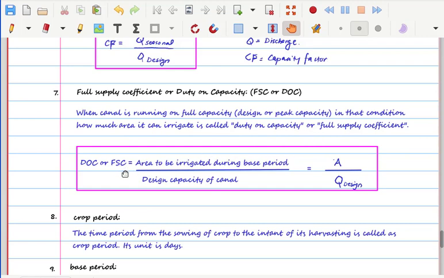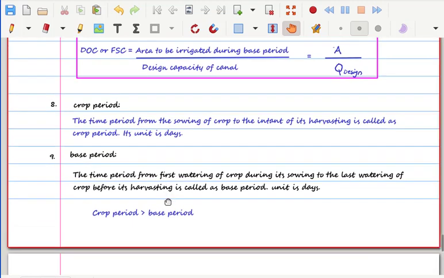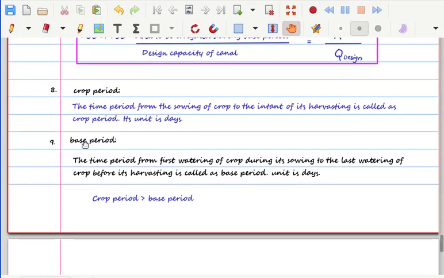So mathematically, we can express the duty on capacity or full supply coefficient as the area to be irrigated during the base period divided by the design capacity of the canal. That is A divided by Q design. Got it? The next term is crop period. What is crop period and base period? Usually you will get this question to differentiate between crop period and base period.